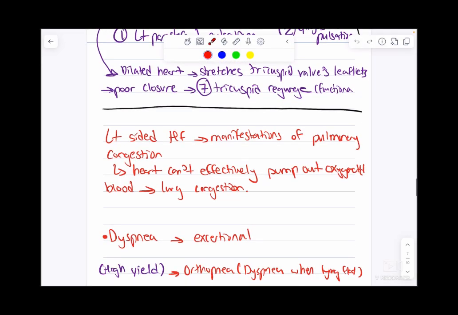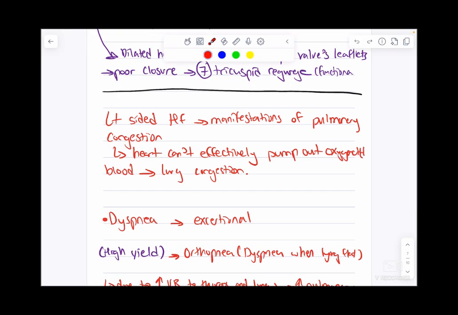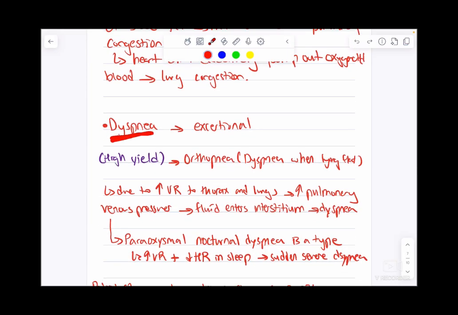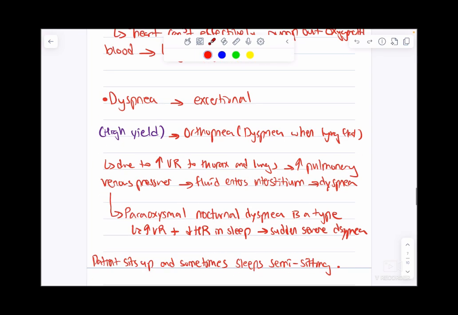So whenever you think of left-sided heart failure, manifestations are of pulmonary congestion because the blood pools in the lungs, as we said. The heart can't effectively pump out oxygenated blood, causing lung congestion. So we have dyspnea, which is difficulty breathing, and it's usually exertional. This is a high yield question. Orthopnea. What is orthopnea? It's dyspnea when lying flat. And why does this happen?